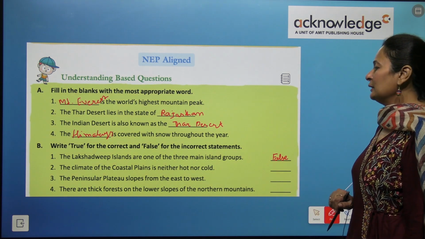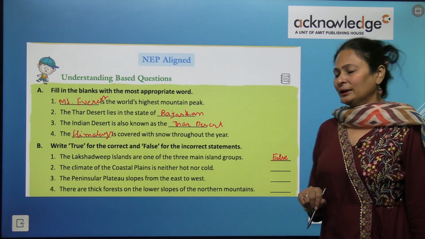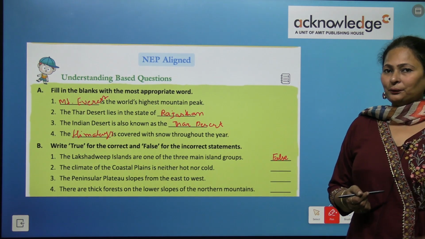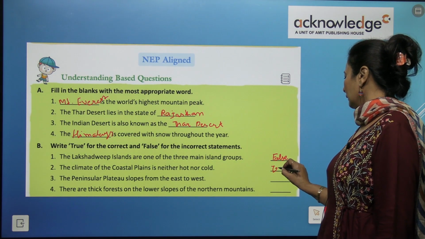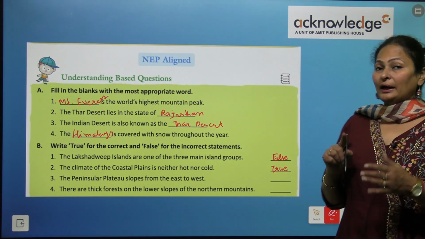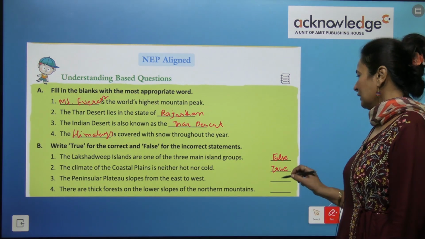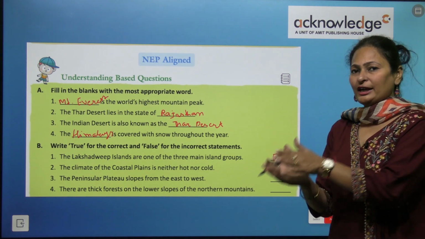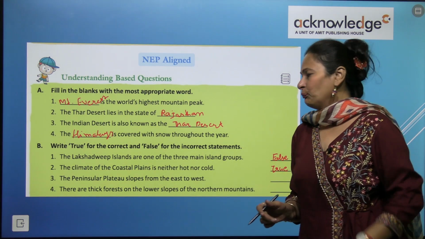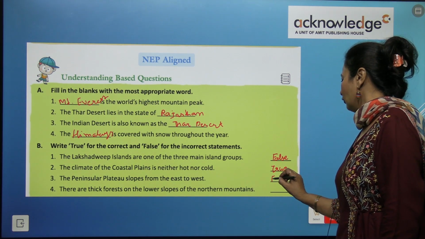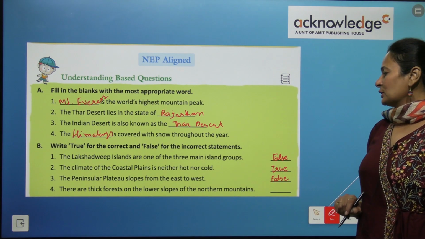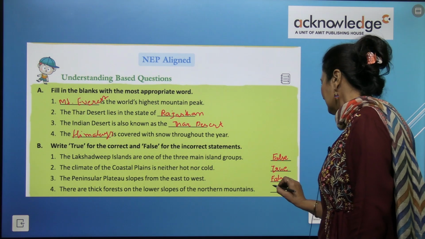The climate of coastal plain is neither hot nor cold. Yes, this is true. The peninsular plateau slopes from east to west. This is false, kids. It slopes from west to east. So all the rivers drain into the Bay of Bengal. So this is false. There are thick forests on the lower slope of the northern mountains. Yes, it is true.